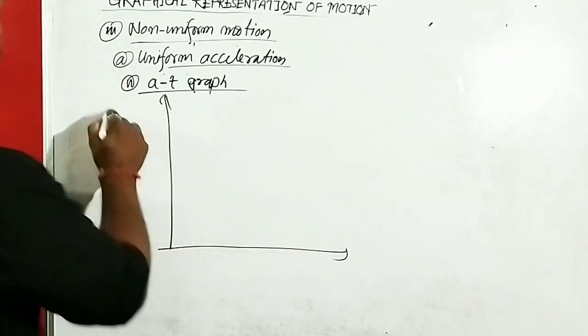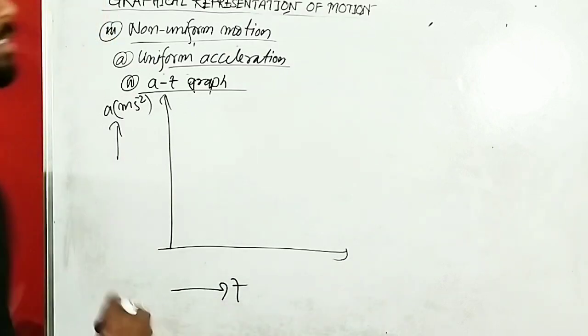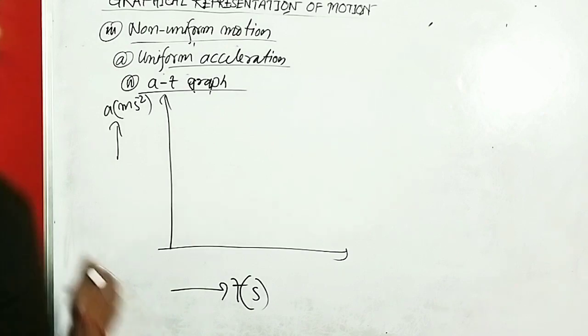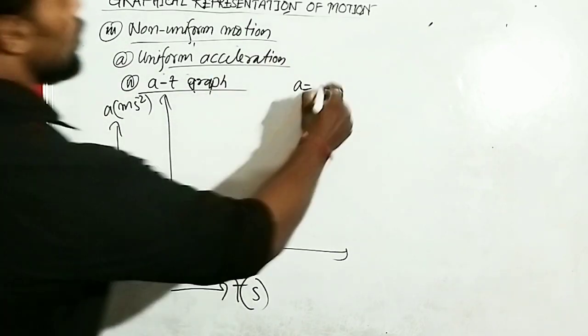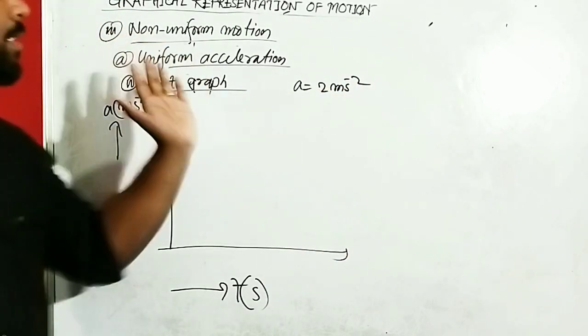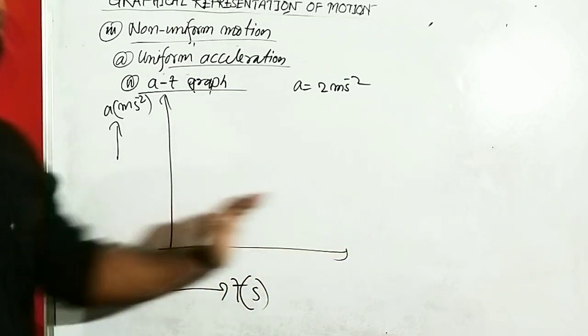Here it is going to be acceleration, with a unit of meter per second square. Again, in this direction we have T, that means time, with a value in seconds. Simple concept, right? Now we have considered uniform acceleration as how much? 2 meter per second square. That means uniform acceleration means that acceleration is going to be the same throughout the journey, with the change of time.